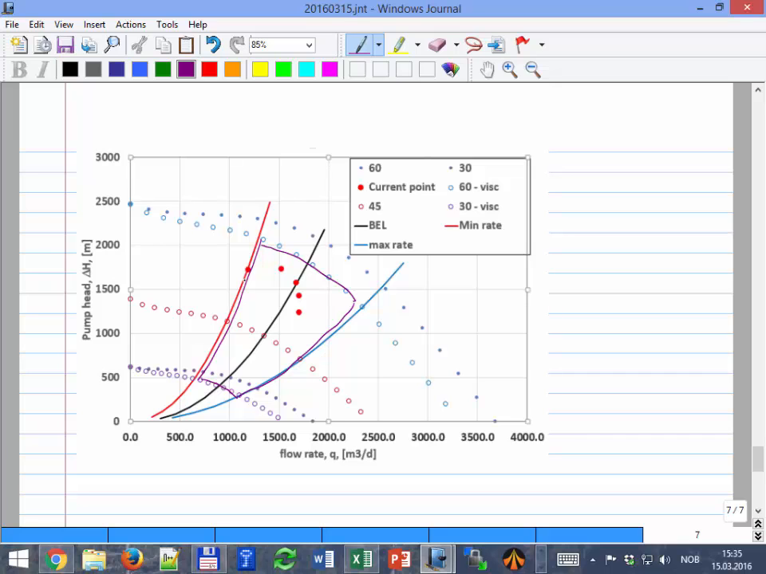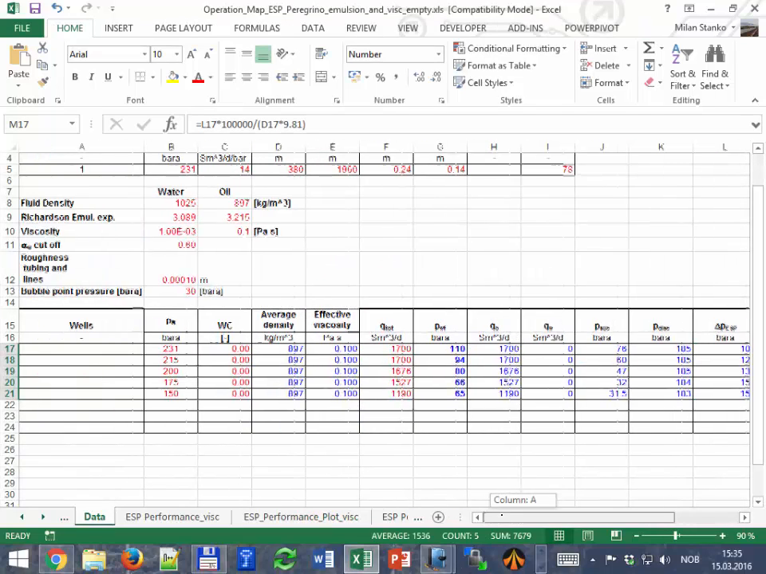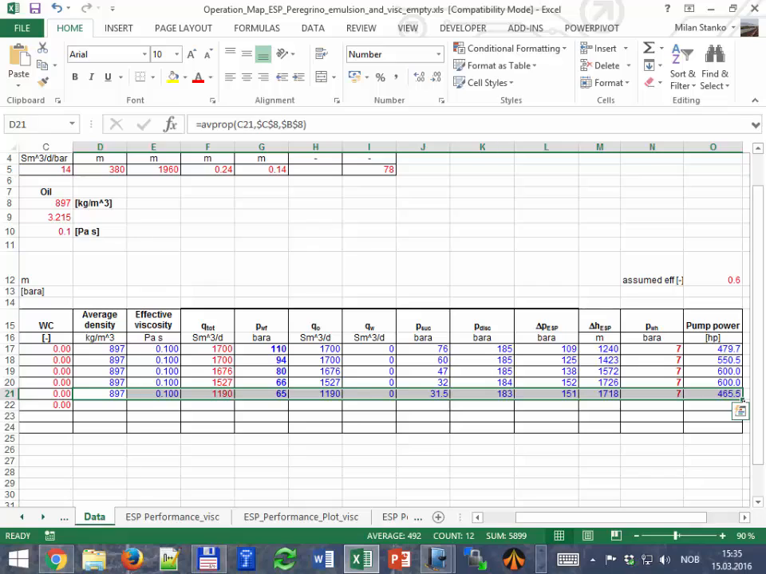Do you want to do another point? Yeah. Okay, let's do another point, the pressure will go even lower, 125. Actually it should be steps of 15, I think, right? So why here it should be 185? Well, we are going to try with this one.